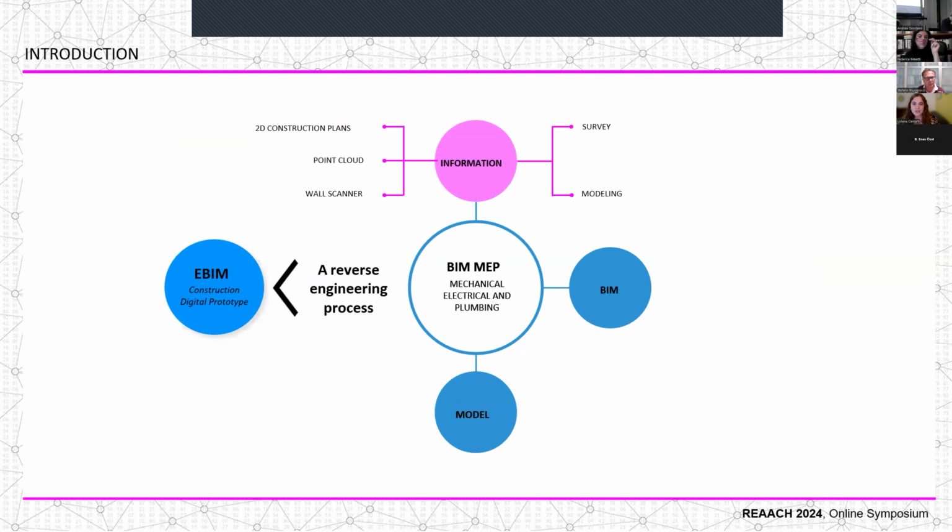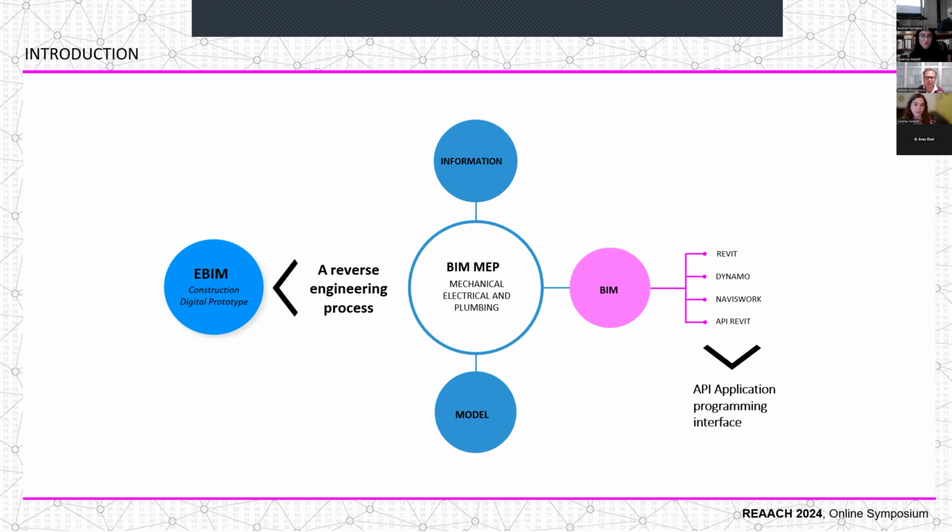So, how do we make visible what is invisible? Obtaining information will occur through a reverse engineering process, where we can gather data from 2D plans, point clouds, or by scanning the walls. This is always in the context of MEP applications.